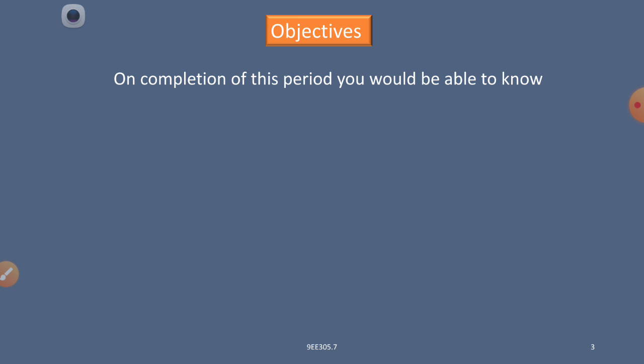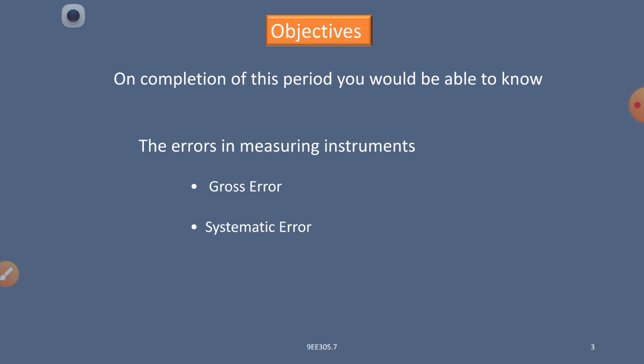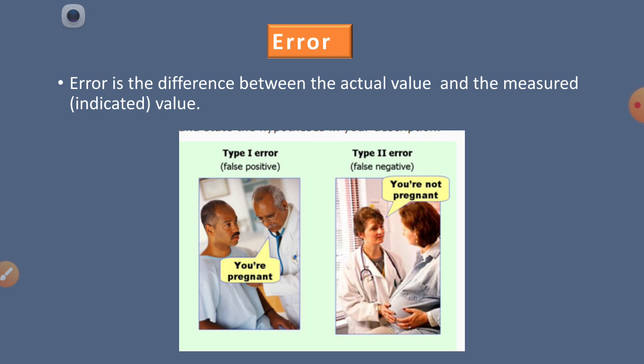Okay, now let us see the objectives in this class. One is the errors in measuring instruments. What are the main errors? Gross error, systematic error, and random error.